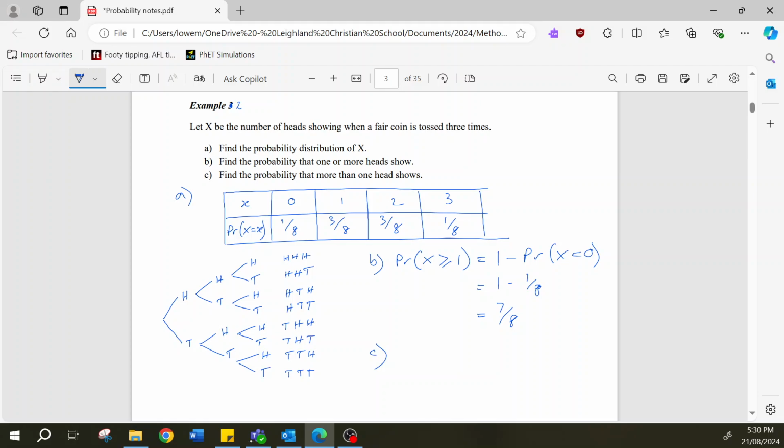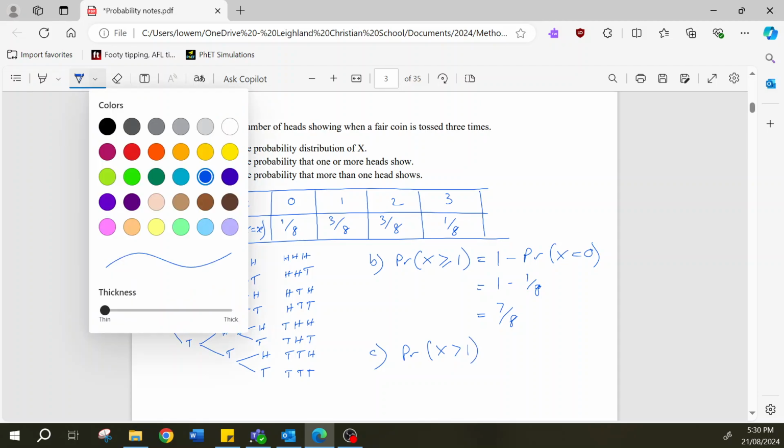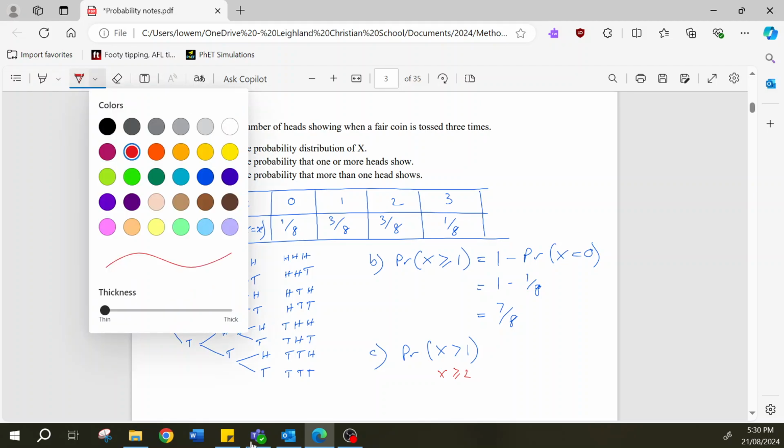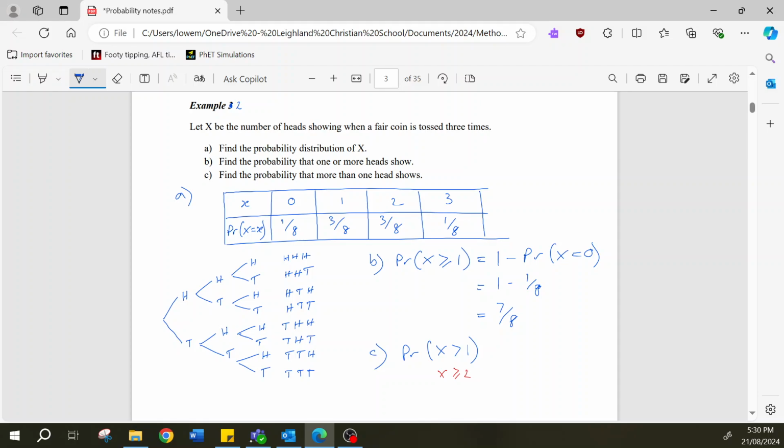And then the last question here, find the probability that more than 1 head shows. Well, that's going to be the 2 or 3. So the probability that X is greater than 1, you could equally say that is greater than or equal to 2 even. The way you write it doesn't really matter as long as it's correct. And so we can see from that it's just going to be half.